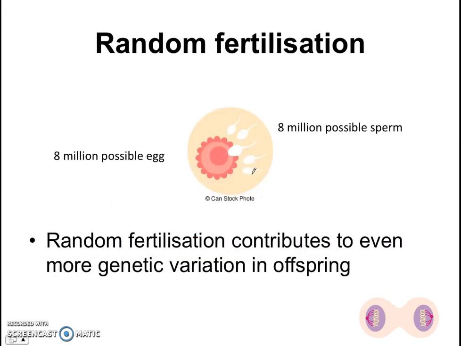So that brings us finally to random fertilization, right? Imagine, I can already produce 8 million possible sperm, right? Due to independent assortment. And my wife can produce 8 million possible eggs. Now, during fertilization, only one of these eggs will be fertilized by one of these sperm. So random fertilization contributes even more to genetic variation because, of all these 8 million possible eggs, I pick one. Of all these 8 million possible sperm, I pick one and they fuse together. So there's like 8 million times 8 million possible offspring produced. And that's a whole lot of genetic variation.